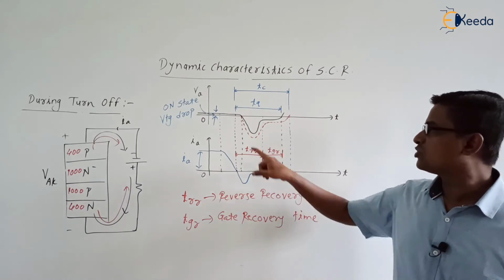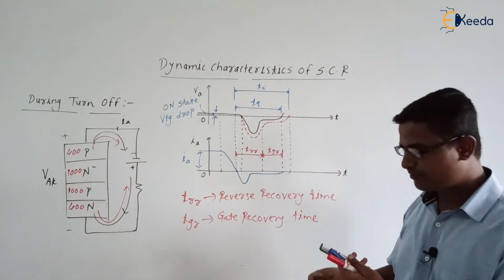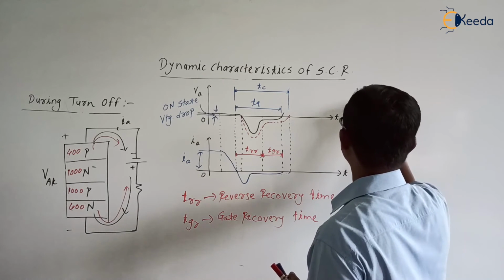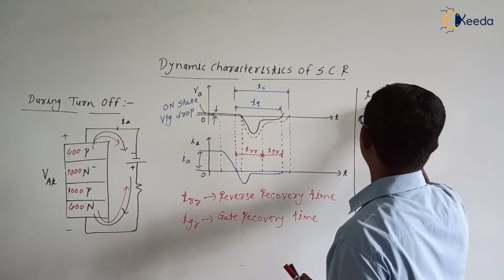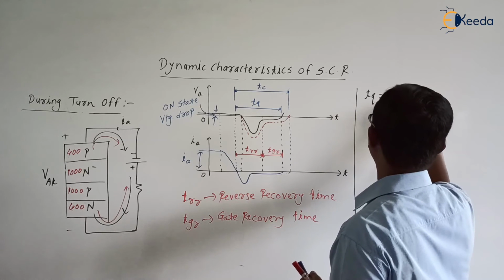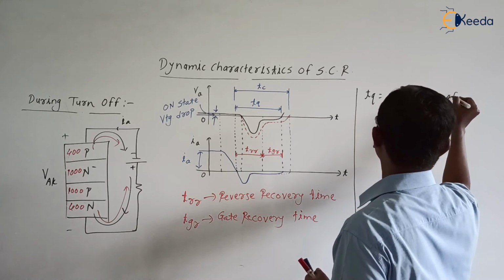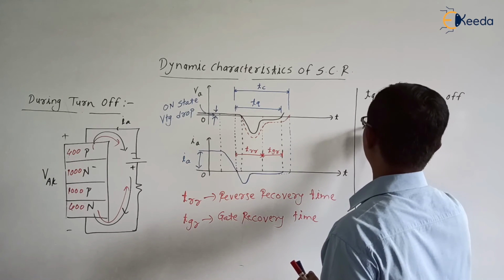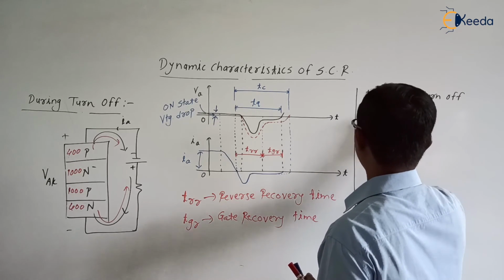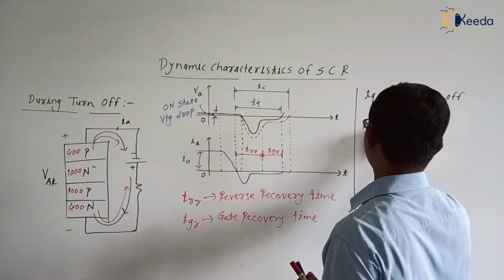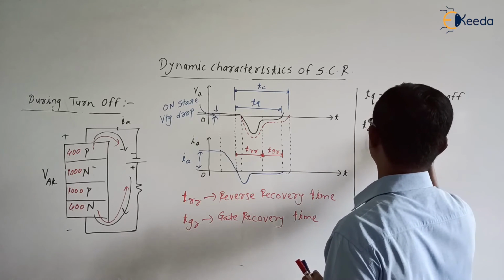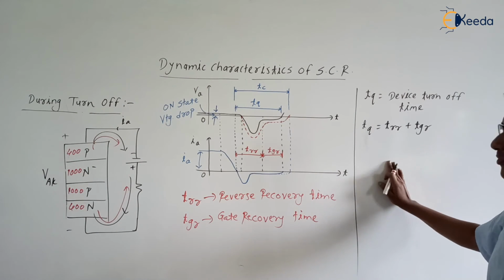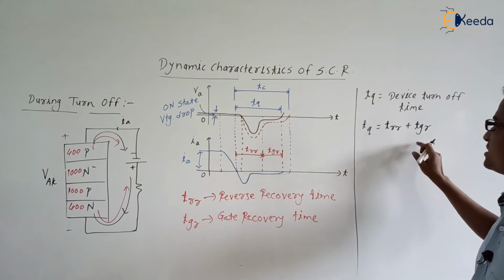So next, TQ is equal to TRR plus TGR, right? I am writing here TQ, that is the device turn off time. TQ is the device turn off time, and TQ is equal to TRR plus TGR. Are you getting the point? So reverse recovery time plus gate recovery time.